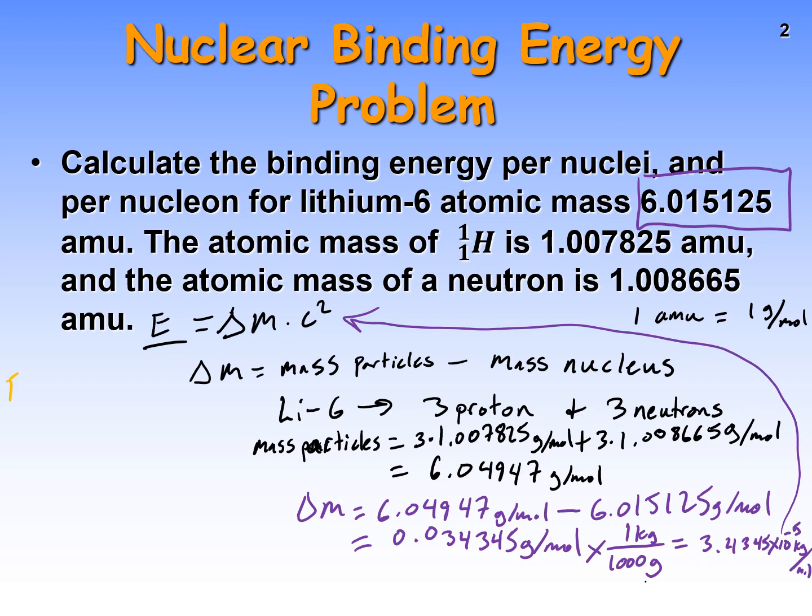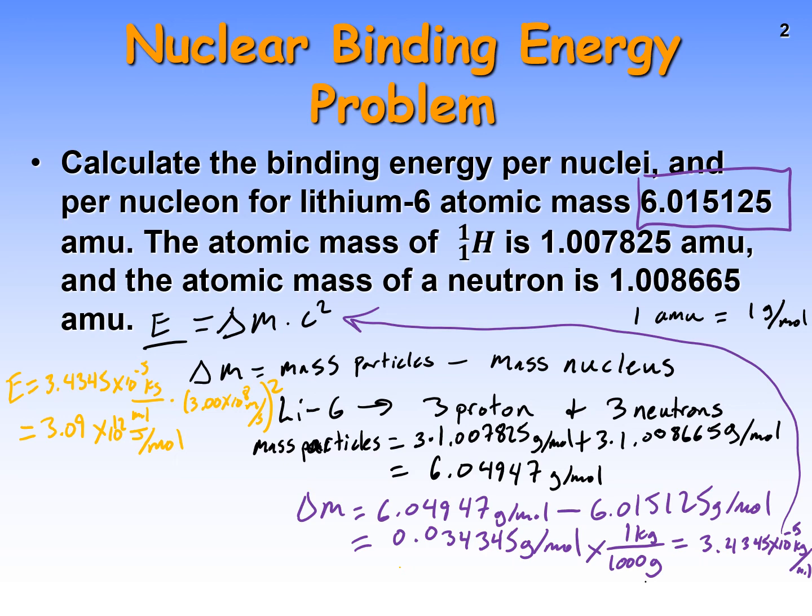All right, so we get E is equal to 3.4345 times 10 to the negative 5 kilograms per mole times 3.00 times 10 to the 8 meters per second squared. And what we get here is 3.09 times 10 to the 12 joules per mole. And you can see this is a huge value. That's 3 trillion joules per mole.